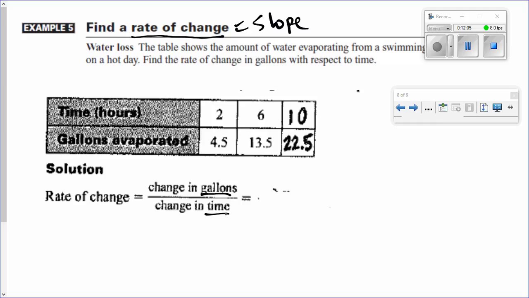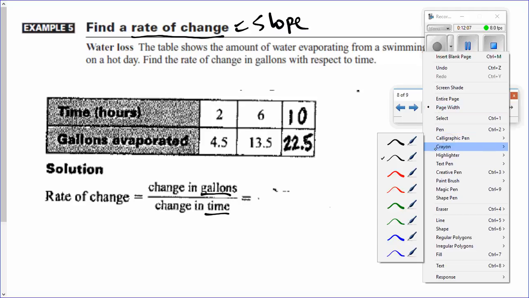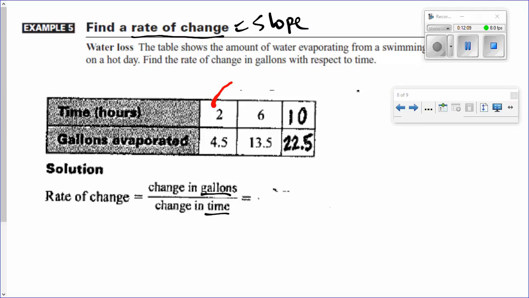Okay, so in this case, I'm going to look and see how it is changing. Look how the hours are changing. From 2 to 6, I go up by 4. As the time is changing, the gallons are changing. What is it going up by? It's going up by 9. And for this table, it's going up consistently. Every time 4 hours goes by, we get 9 gallons evaporated.